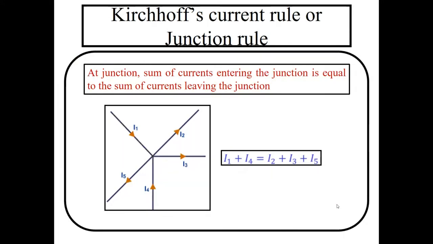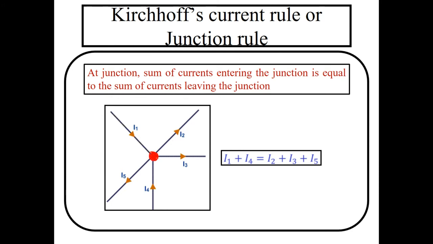Now let's start with the junction rule. My dear, this junction rule is very, very easy. You can just read the information which is given in the slide. What is the junction? See the picture. Here I have 5 branches. This is my junction, where all the branches meet. So at the junction, the sum of the current entering the junction is equal to the sum of the current leaving the junction.